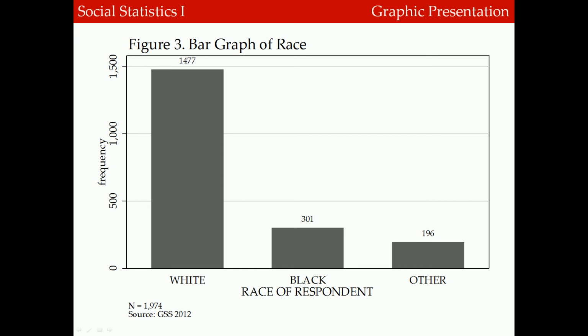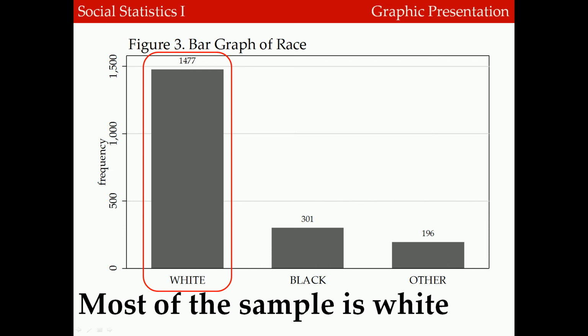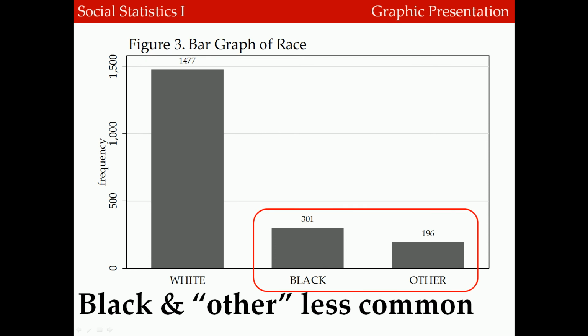So here's an example of a bar graph of the variable race. Notice that the bars are set apart from one another. That's to indicate that race is a discrete variable, and its categories aren't measured on a continuum. What kind of patterns do we see from this graph? Well, the most obvious pattern is that most of the sample is white. So we can see here that 1,477 cases are white, whereas the other categories are a little bit less common. So here, black and other, the other racial categories, make up 301 and 196 cases, respectively.